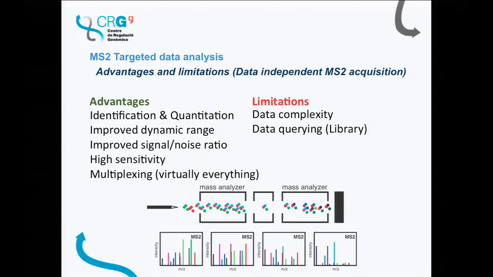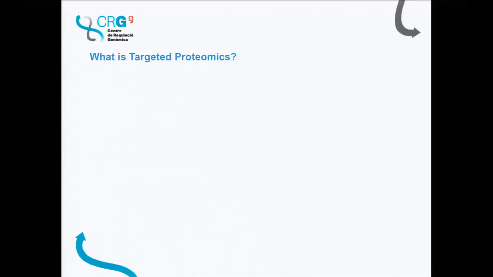Again, this data-independent approach has some advantages, like identification and quantification at the same time from this data. So from the MS2, you can both quantify and identify the peptides of interest, with improved dynamic range, high sensitivity, and multiplexing. So virtually, we can multiplex. We are acquiring everything, so we could have data for all the peptides in our sample, right? And here comes the question of what is targeted proteomics, right?